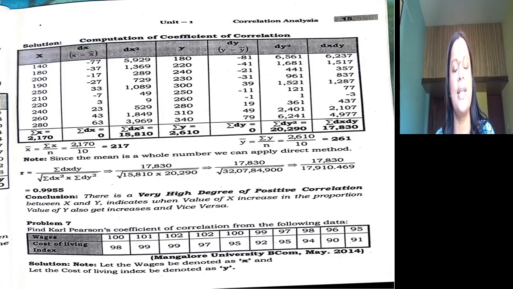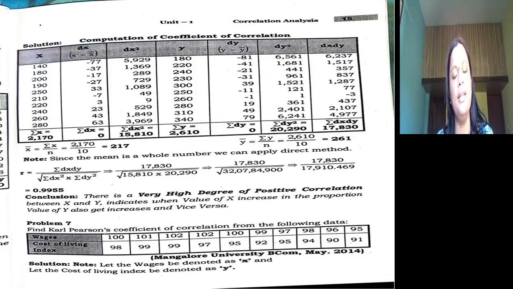They arrived at the answer 0.9955. It is almost equal to 1, but we cannot say there is perfect correlation, because we should arrive at the answer 1. So we can write there is a high degree of correlation between x as well as y. So this is all about the fourth problem.